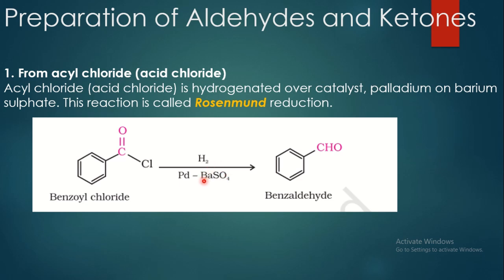So again, one more time, let's go through this concept. Just simply take any acid chloride and hydrogenate it, that means add hydrogen, over a catalyst, palladium on barium sulfate. It will give rise to this particular aldehyde. You can clearly see this CHO, because our main intention is to prepare the aldehyde. And do you know what the naming reaction for this is? This is called Rosenmund reduction.